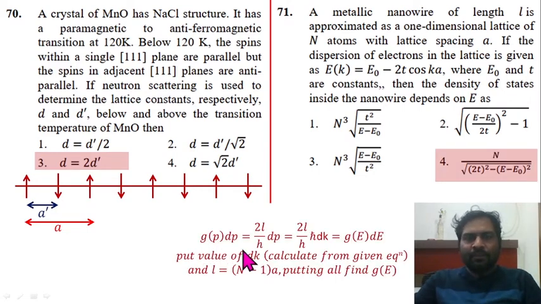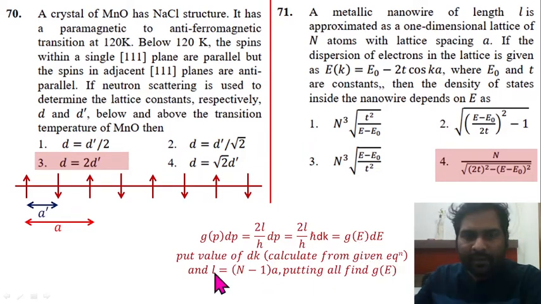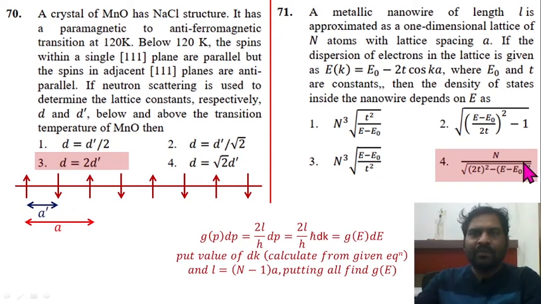Particularly, use this density of states formula. Put values of dk from this particular equation. Find out the value of dk. Take the derivative here. Put it here and finally find g(E). And also L is equal to n minus 1 times a. Putting all this, you will find the answer. This option number 4 is correct.